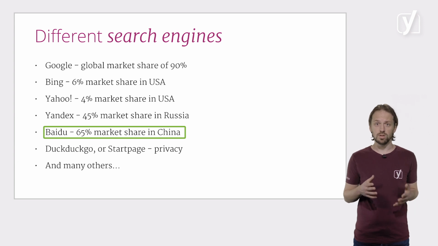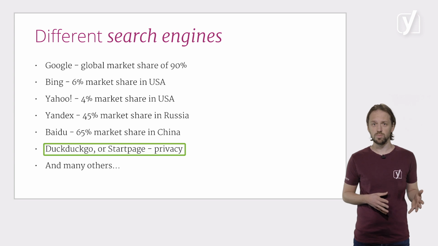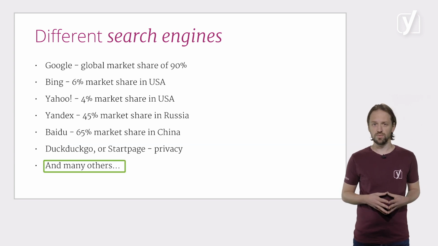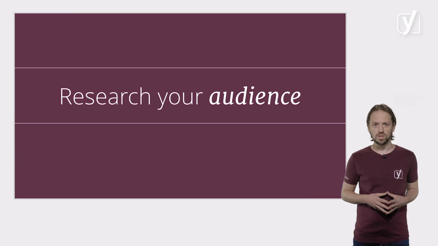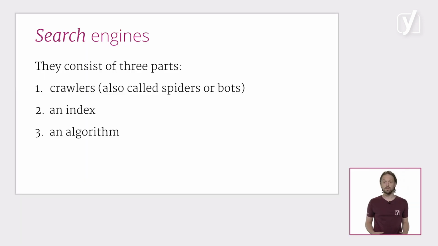Some users might use a more privacy-oriented search engine such as DuckDuckGo or Startpage, and these are just a pick of the bunch. In the reading materials, you can find a link to a tool to help you keep track of these numbers if you want to. Research your audience to discover which search engine they might be inclined to use. Of course, in a lot of countries, Google is the default choice of search engine, but this might not be the case everywhere. So, how do these search engines get their results?